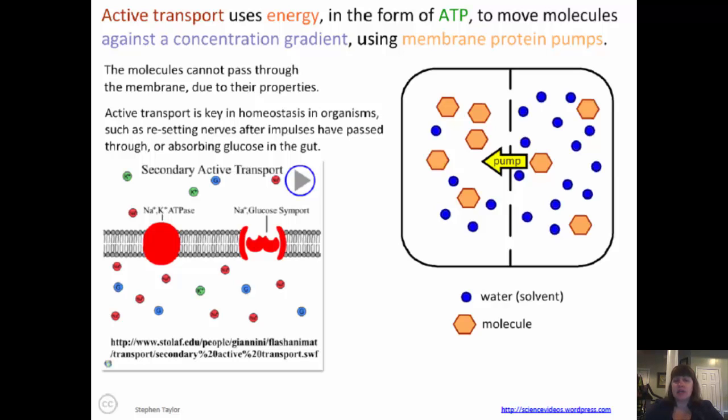It's very key in homeostasis in organisms. It helps reset our nerves after impulses have passed through, and also helps to absorb glucose into our gut or intestinal tract. So we need that glucose that we eat. It is in a high concentration when we eat it. It needs to go into the low concentration of our intestinal tissue so that we can absorb it and thus use it.